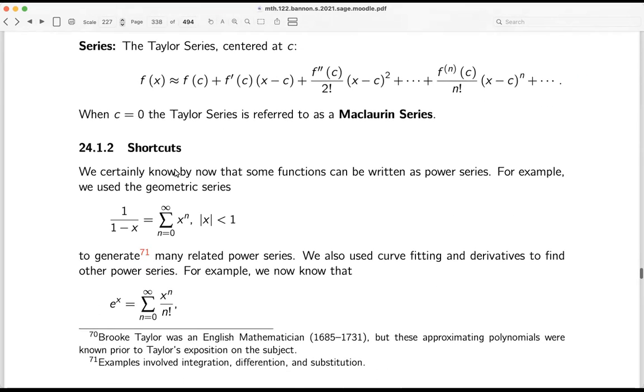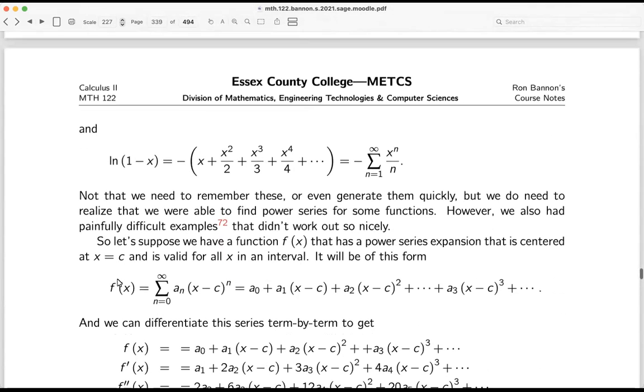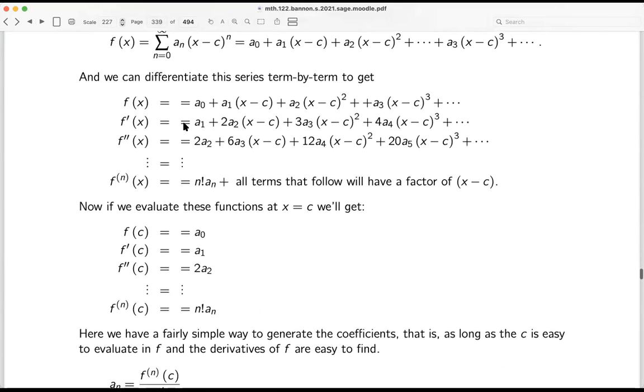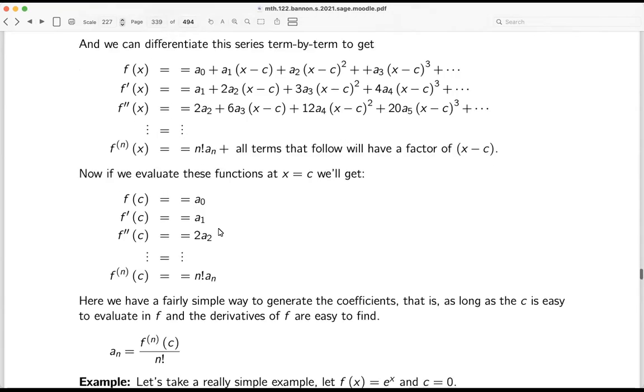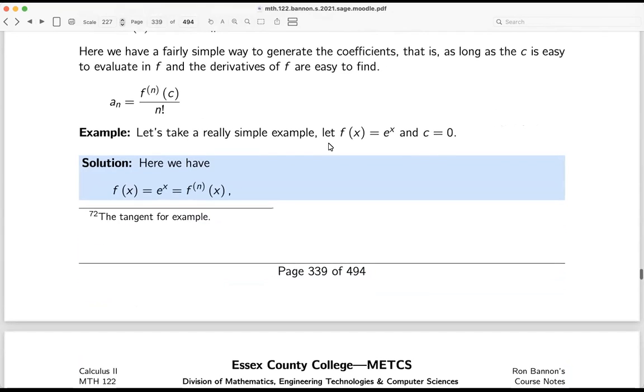We have shortcuts for this. The shortcuts are things that you know about. For example, you should know what the series is for the geometric. You should know the series for e to the x. Maybe you don't know this one yet, but we'll talk about it. I may not go through all the work over here, but this is a review of what you've done in the past. All right, you've actually done this in the past. We'll look at examples.